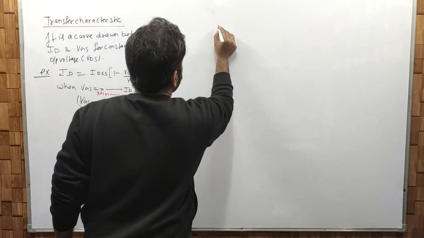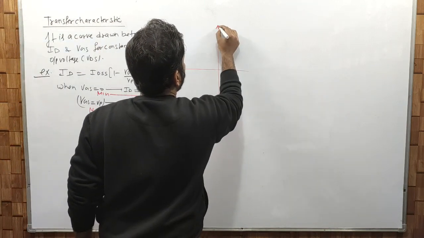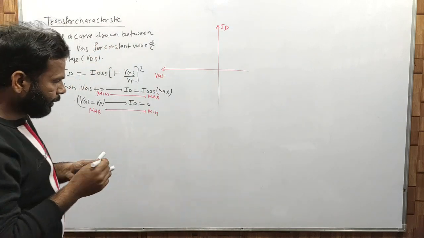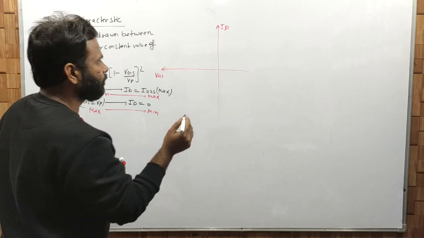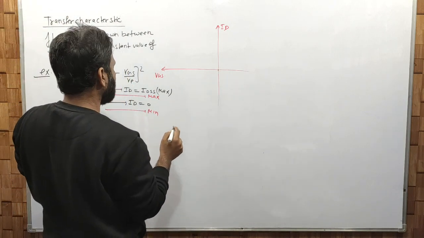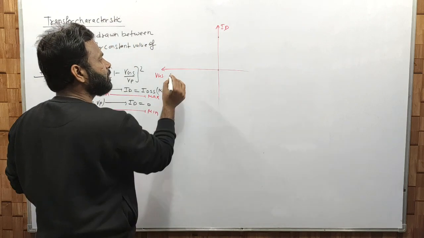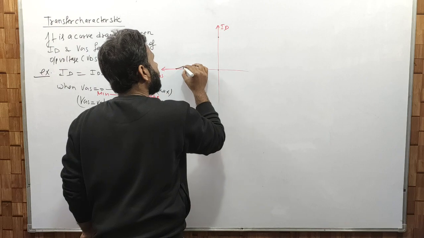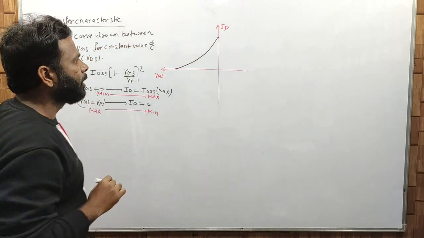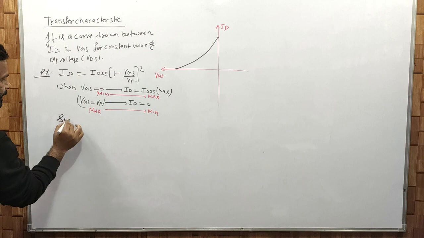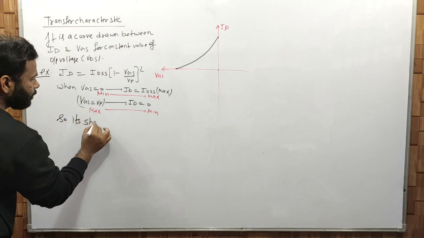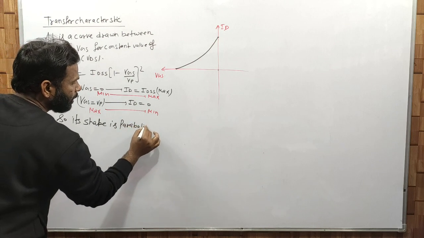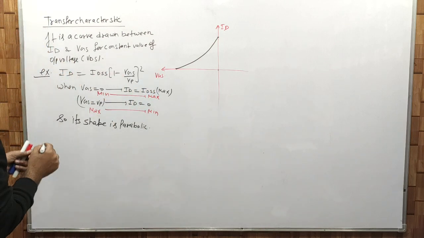So if you draw the curve of ID, now VGS is negative. If you roughly draw this curve, when VGS is 0, the drain current is maximum. Now when VGS reaches VP, the drain current is 0. So the curve looks like that. Clear? So its shape is parabolic.